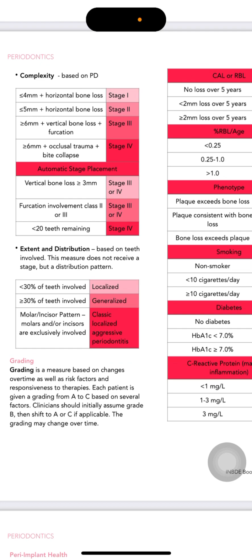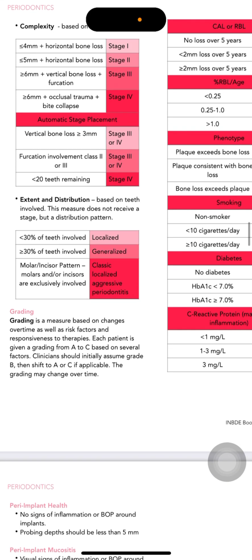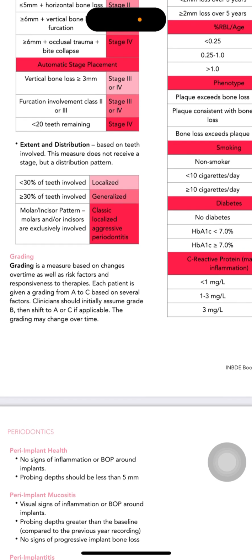Extent and distribution based on teeth involved, as this measure does not receive a stage but a distribution pattern. Smaller than 30% of teeth involved, localized; more than 30% of teeth involved, generalized. Molar incisor pattern: molars and/or incisors are exclusively involved. Classic localized aggressive periodontitis.